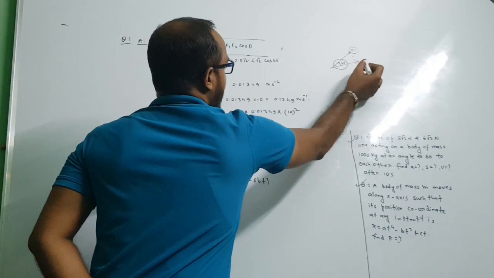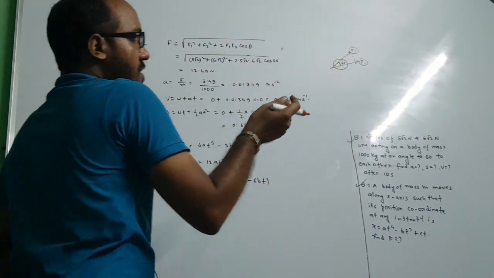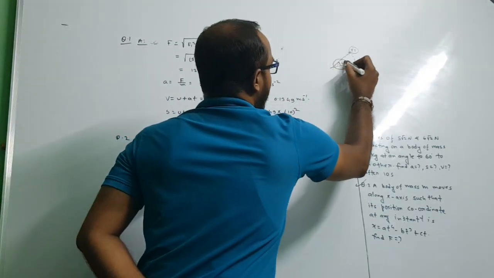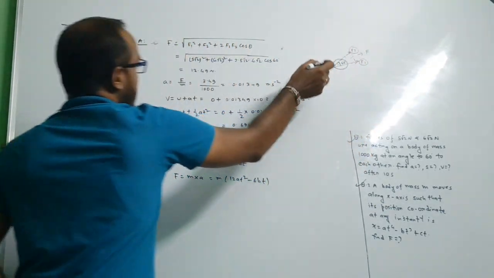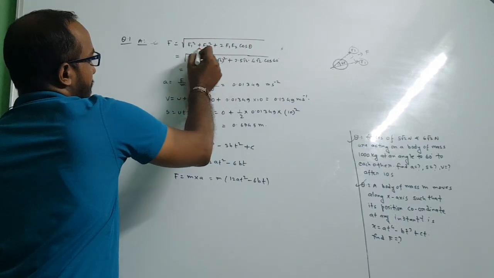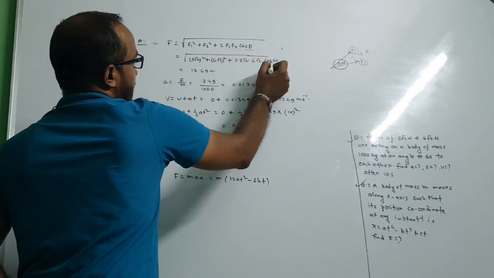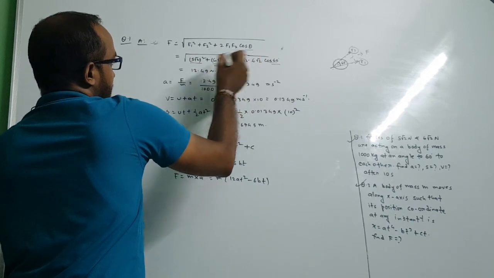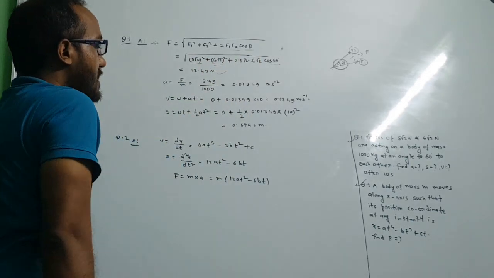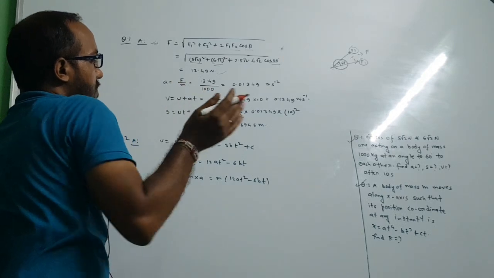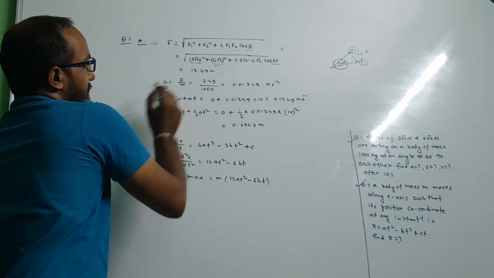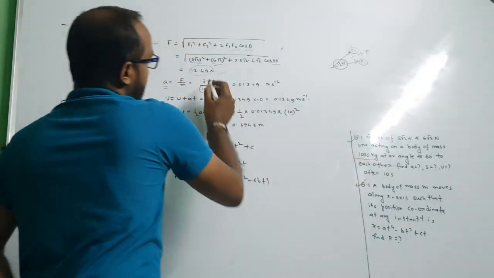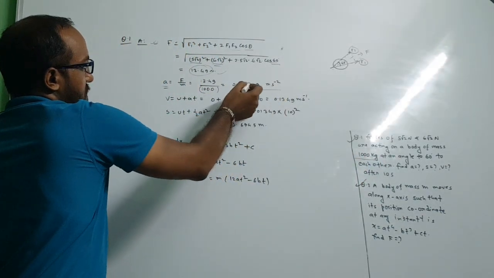So here we have to apply the parallelogram law of addition or the triangle law of addition. From that law we know the resultant force on this object would be root under of F1 square plus F2 square plus 2 F1 F2 cos theta. The angle is 60 degrees, F1 is 5 root 2, F2 is 6 root 2. Put the values, calculate the square root, and you will get 13.49 Newton. Now force equals mass into acceleration, so acceleration would be force by mass. Mass is given as 1000 kg, divide, and you will get 0.01349 meter per second square.